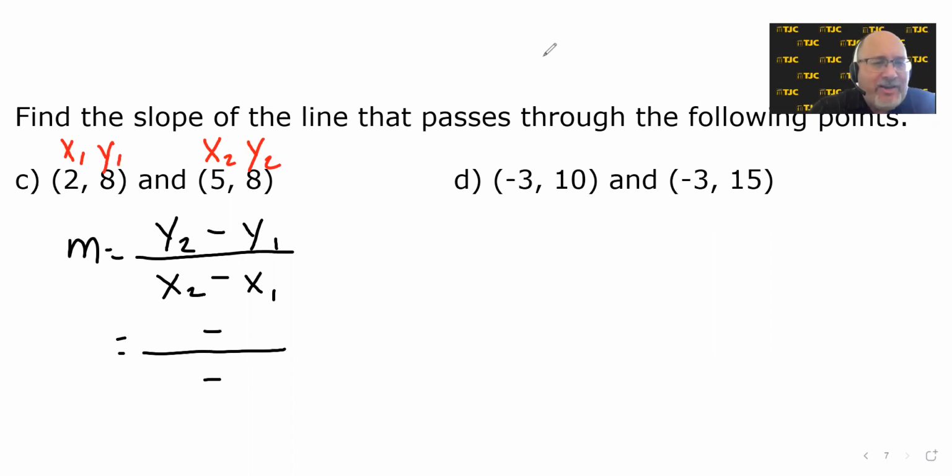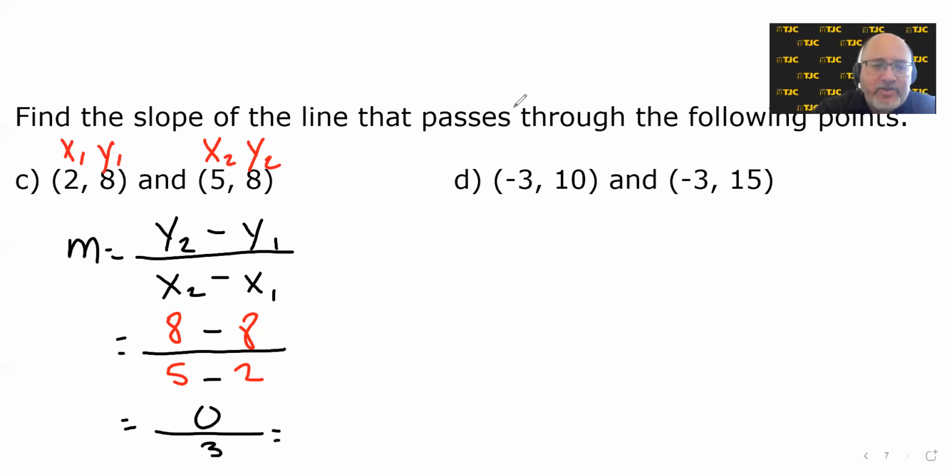All right, we're going to put the second y on the top subtraction problem on the left. Second y is 8 minus the first y, which is also 8. And on the bottom, second x is 5 minus the first x, which is 2. And now we can just subtract. 8 minus 8 is 0. 5 minus 2 is 3.